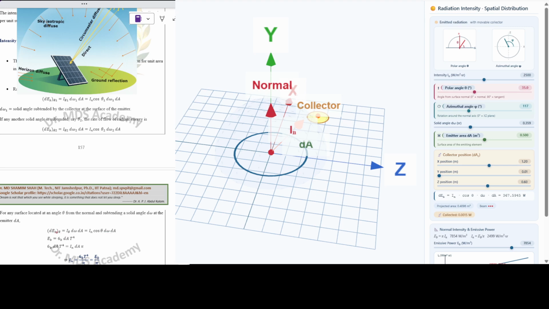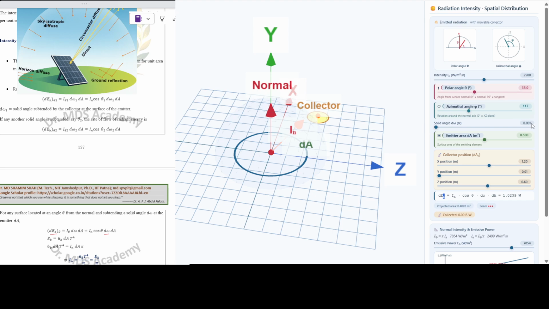See, dB is directly proportional to the solid angle dW. So the more the solid angle, the more the dB. Here, the more the solid angle, the more the emissive power radiating from the black body. This black body is emitting power like this. The lesser the solid angle, the lesser the emissive power.